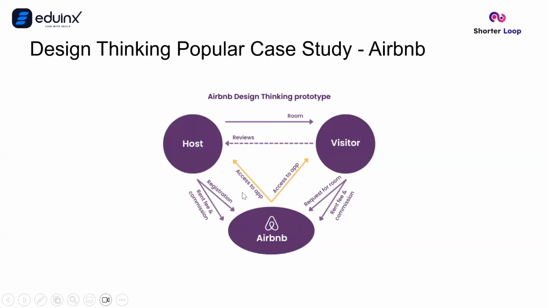And then based on that, both sides see whatever is the match available in Airbnb, and then they book it. Once they have booked it, host gives them the room. And once the visitor has used the room, they provide the review while they're living. So this is the minimal prototype that they used.